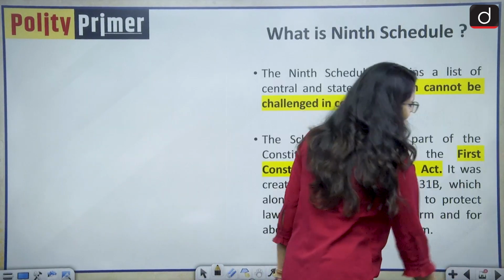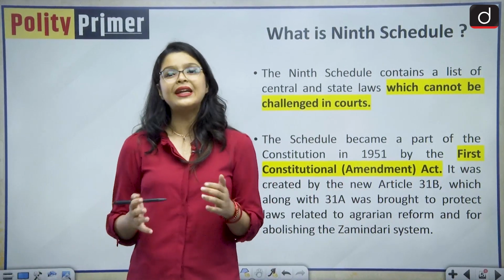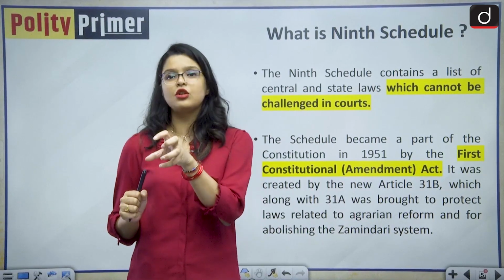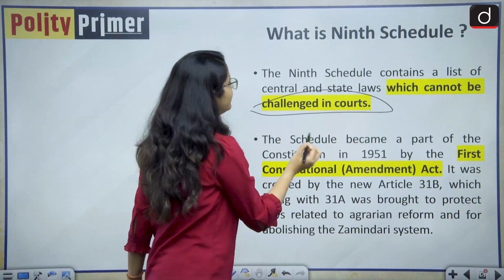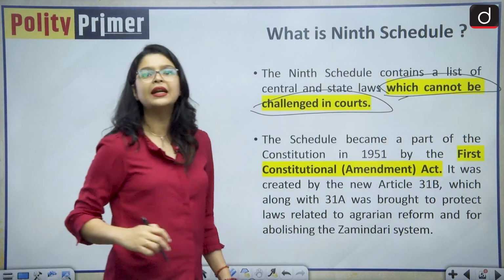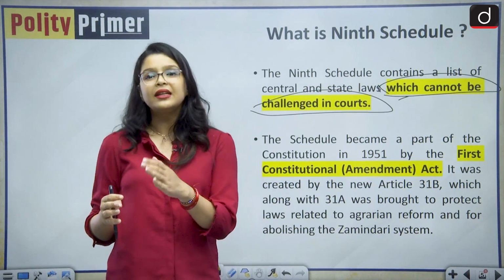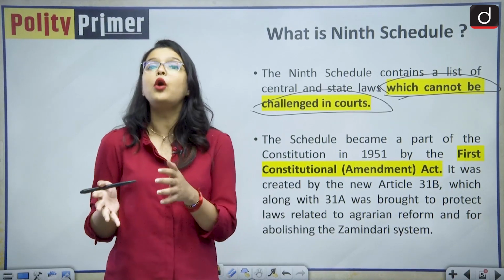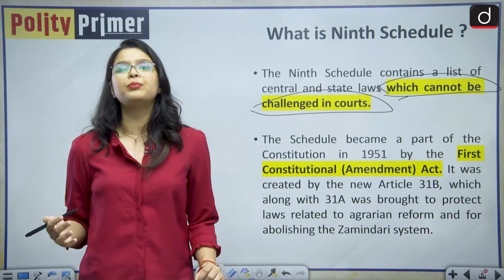The ninth schedule of our Indian Constitution is basically a list of central laws and state laws which cannot be challenged in courts. Kindly remember this. It will help you in understanding what I am saying in my further slides. So, let us first understand the historical background of the enactment of the ninth schedule and how it came into our Indian Constitution. So, what happened during the British Raj?